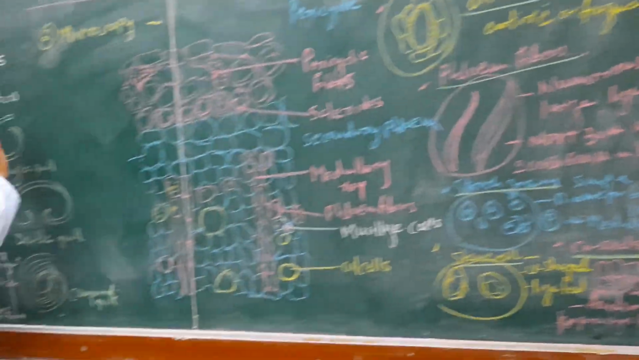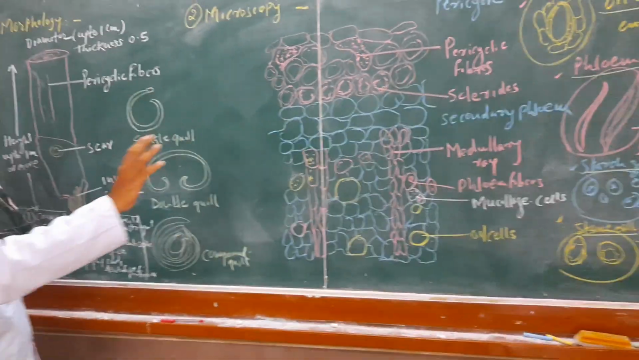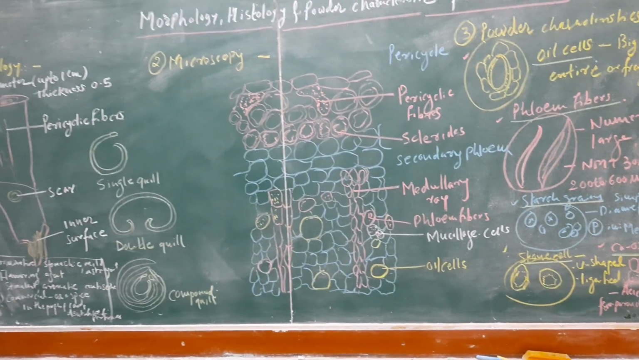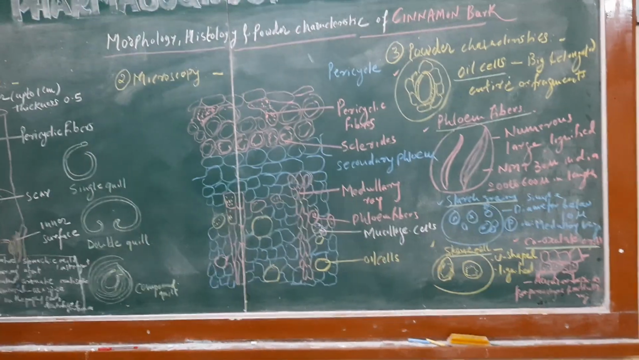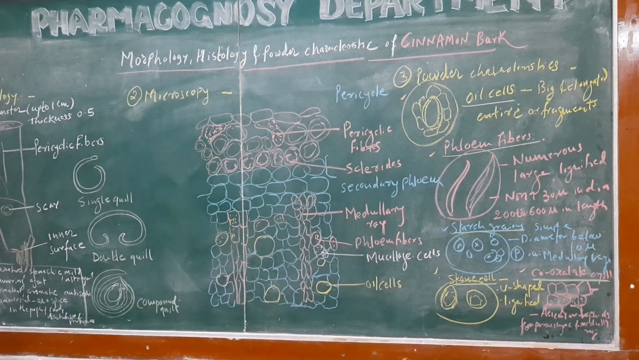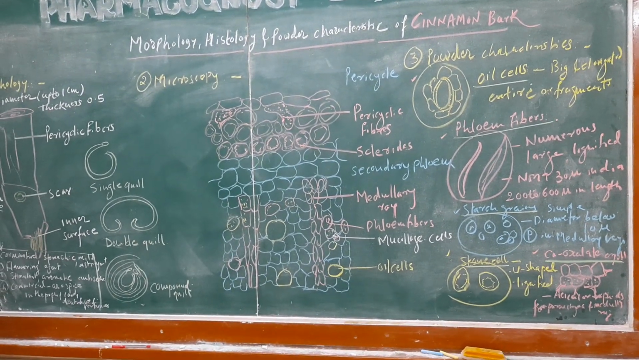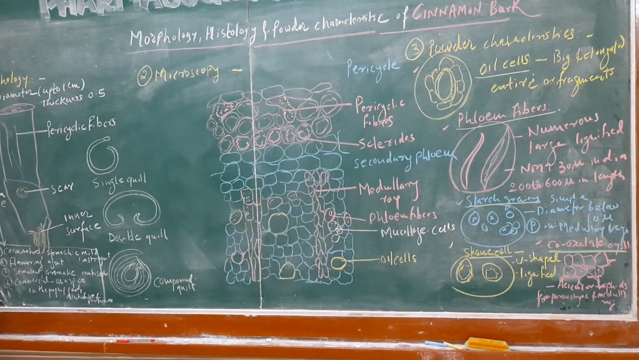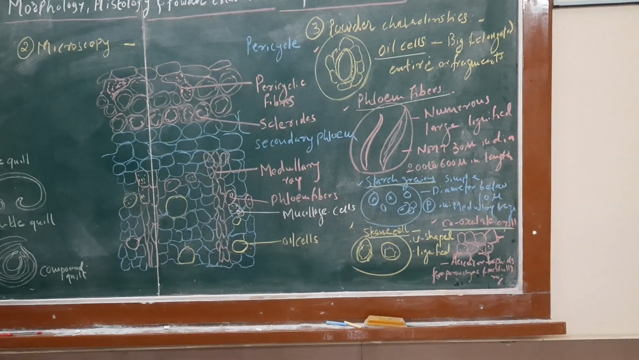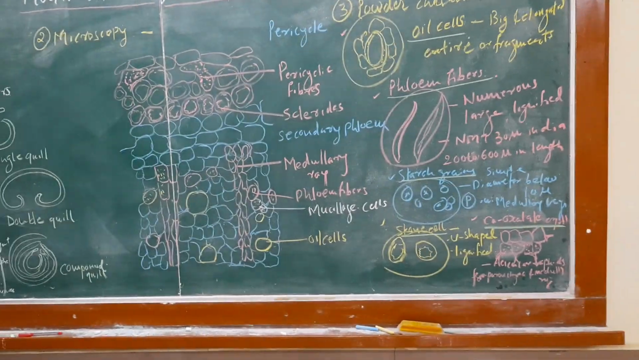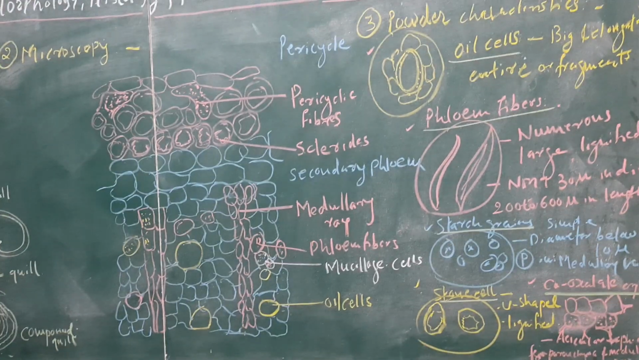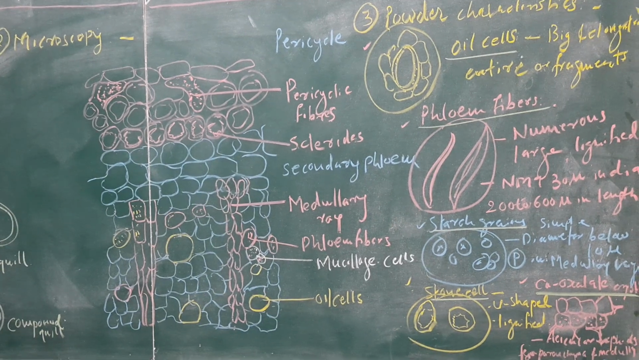So we have completed morphology, microscopy and powder characteristics. Now come to the different chemical constituents present in this cinnamon bark. Mainly it consists of about 0.5 to 1% volatile oil, with about 60 to 70% cinnamaldehyde. 5 to 10% eugenol is also present. Benzaldehyde, cuminaldehyde and other terpenes like pinene, cymene, caryophyllene and phellandrene.